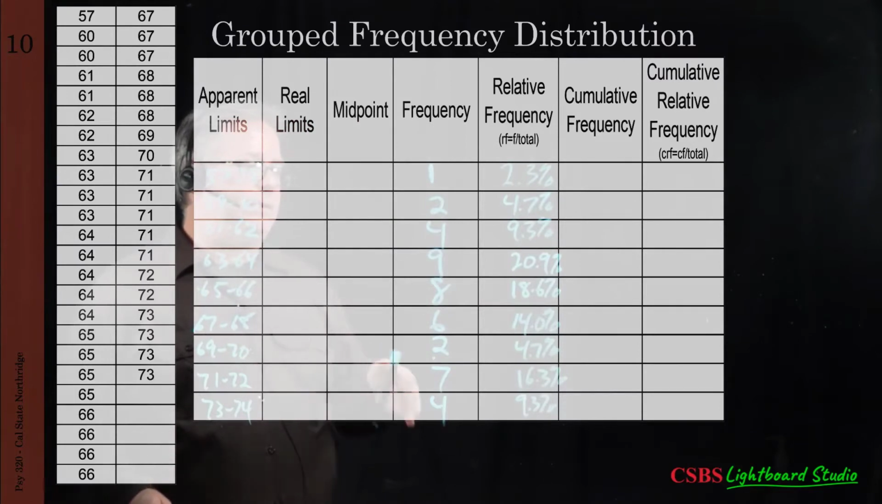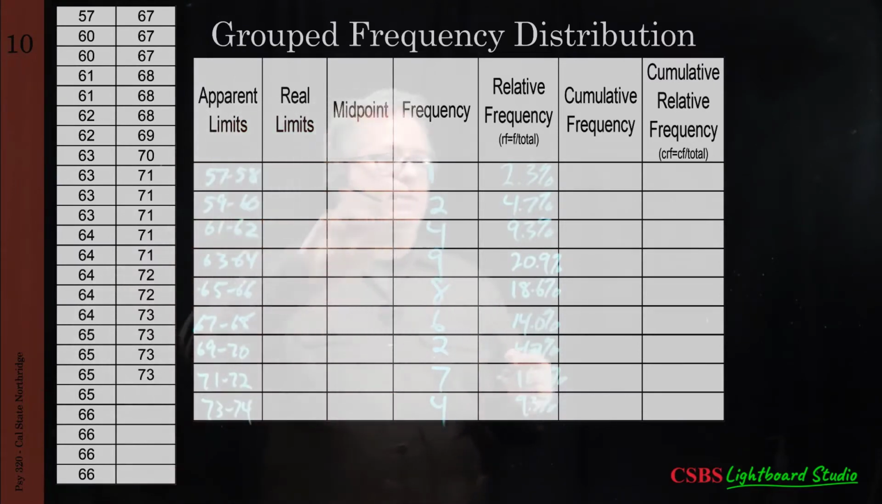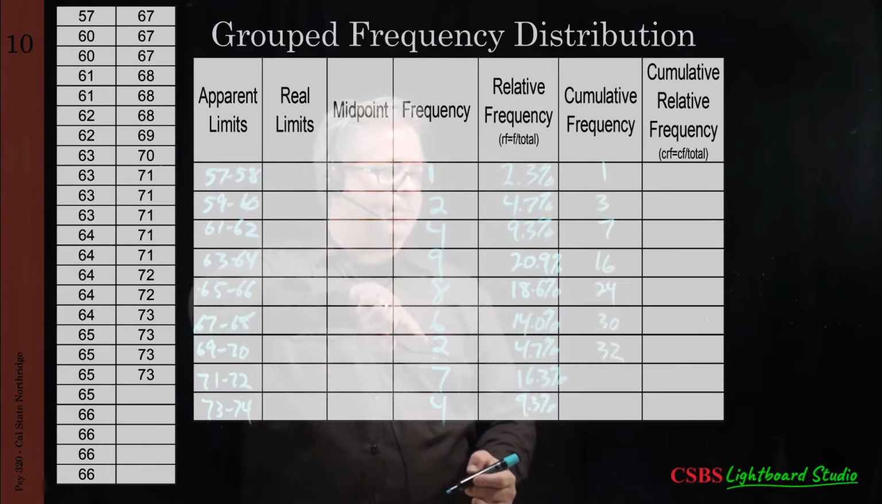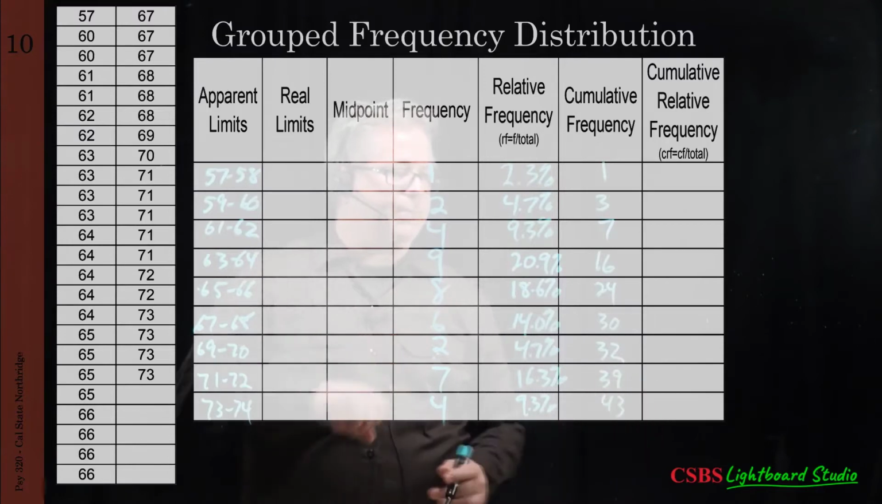You can start doing the same kinds of things as last time, like cumulative frequency. The first one is 1. 1 plus 2 is now 3. 3 plus 4 is 7. 7 plus 9 is 16. 16 plus 8 is 24. 24 plus 6 is 30. 30 plus 2 is 32. 32 plus 7 is 39. 39 plus 4 is 43.